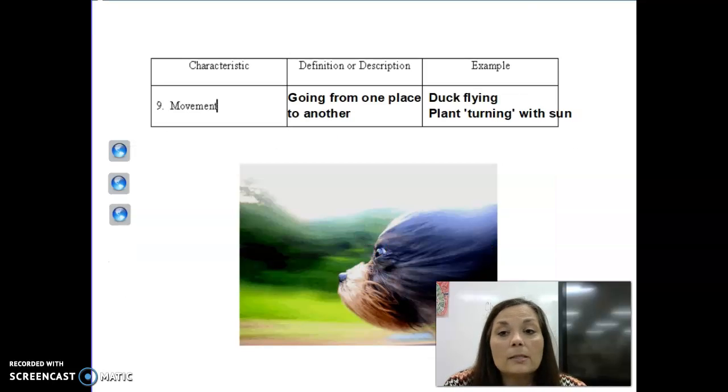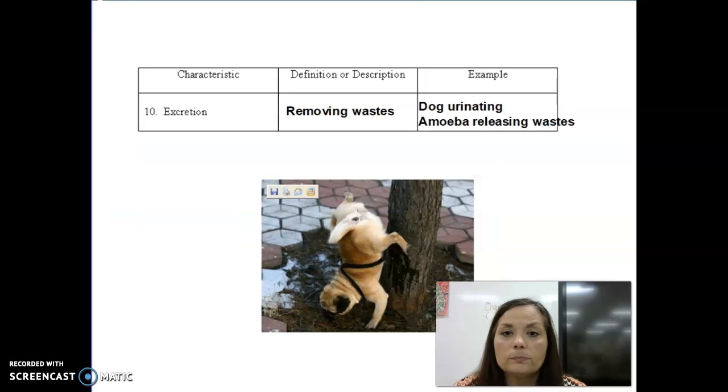All right, movement. This is one that scientists argue about, because if you think about it, the tree that's in your backyard can't decide, oh, I'm tired of so-and-so's backyard, I need to move somewhere else. But they can move with the sun. Their seeds can move. So this is one that scientists do argue about. But we're going to put going from one place to another, and I gave the examples of a duck flying or a plant turning with the sun.